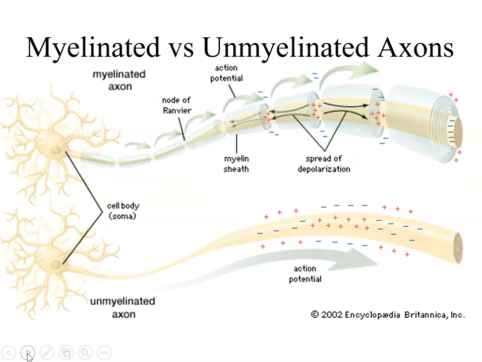Here you can see myelinated versus unmyelinated axons. The myelinated one has a myelin sheath covering the outer surface, and it allows for a nerve impulse to only need to depolarize along the length of those nodes of Ranvier. In an unmyelinated axon, we don't have nodes to jump between because we have to depolarize the entire length, meaning that nerve impulse transmission is just a slight bit slower.